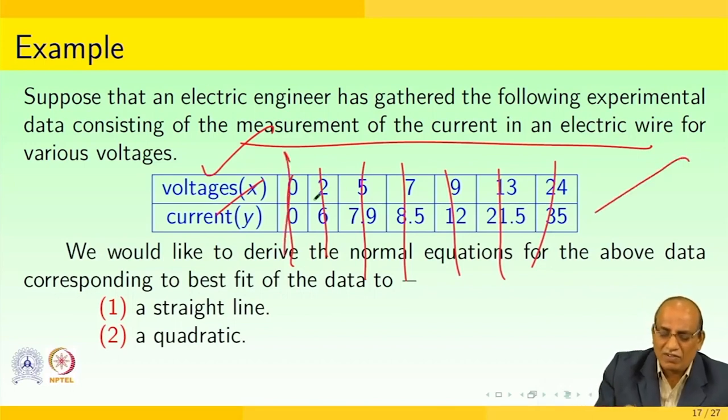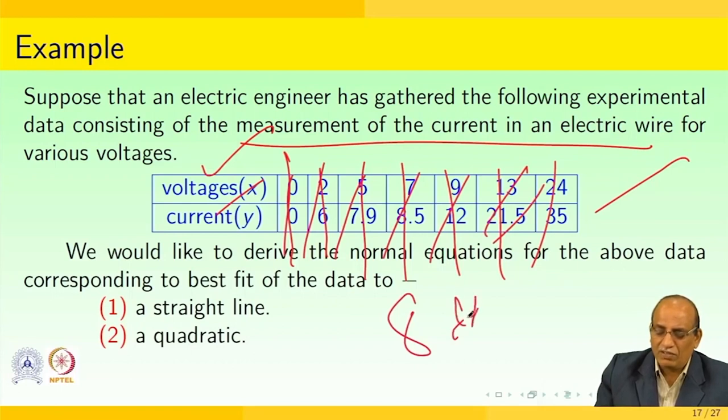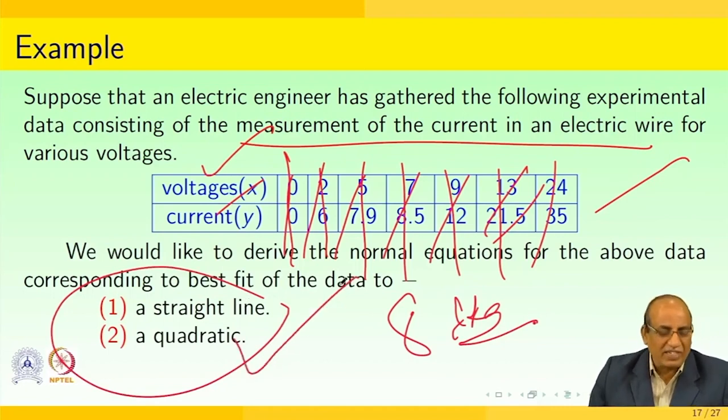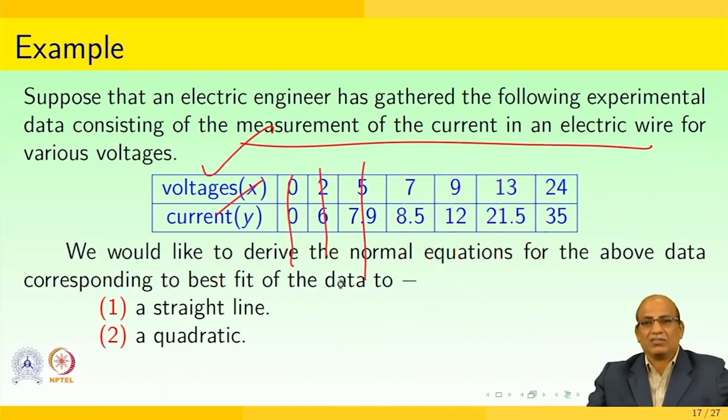How many data points are there? 1, 2, 3, 4, 5, 6, 7. So therefore, we will have 8 data points. So either we can fit a straight line, or we can fit a quadratic. Okay, let us see what will happen in each case.